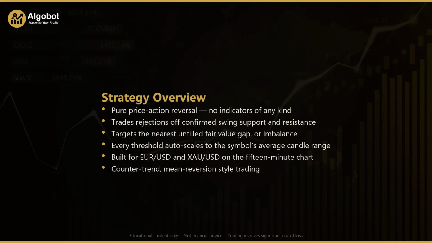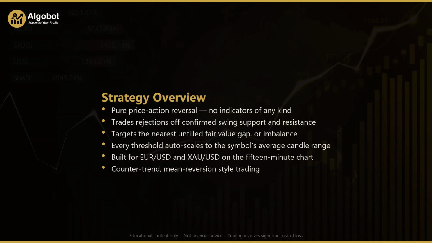The Imbalance Magnet Reversal is a counter-trend, mean reversion strategy that leans entirely on raw price geometry. It marries two well-known footprints of the market in a clever way. The first is swing support and resistance. These are horizontal levels harvested from confirmed fractal pivots, a high or a low that tops or bottoms a set number of bars on both sides. Because they are built only from closed bars, these levels never repaint. They represent the structural ceilings and floors that price reacts to again and again.